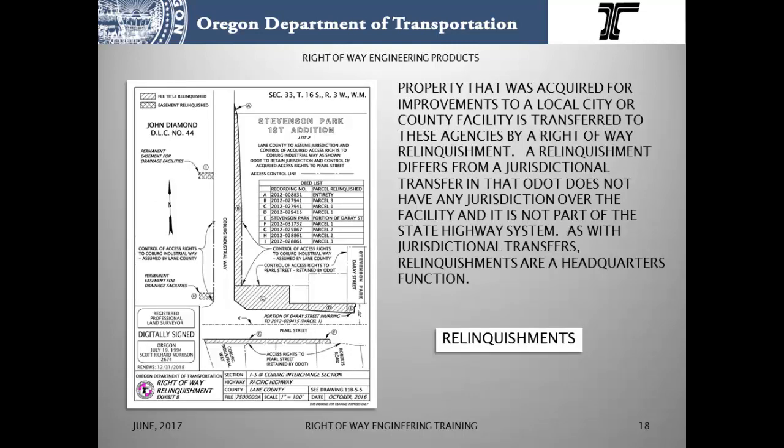So relinquishments. Property that was acquired for improvements to a local city or county facility is transferred to these agencies by a right-of-way relinquishment. A relinquishment differs from a jurisdictional transfer in that ODOT does not have any jurisdiction over the facility. We just acquired property to improve it, and it is not part of the state highway system. As with jurisdictional transfers, relinquishments are a headquarters function.